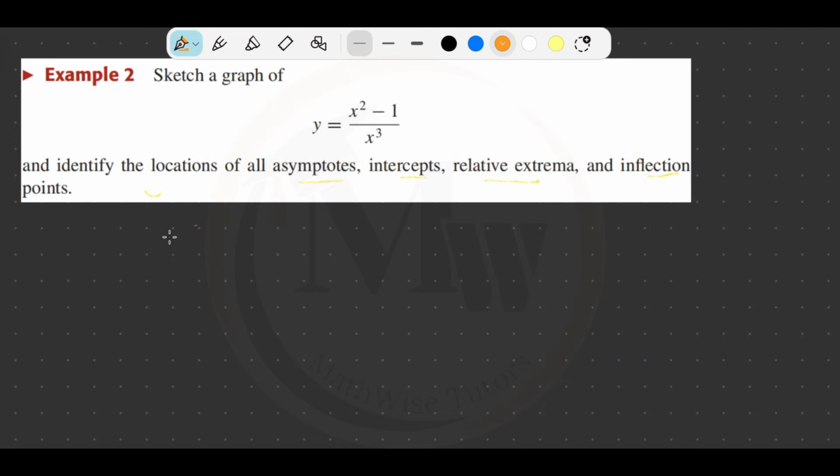Assalamu alaikum students. Today we will learn how we can sketch the graph by using these things: asymptote, intercept, relative extrema, point of inflection, and also checking the concavity of the function. So before sketching the graph, first of all we need to find all these things. Here, the asymptote and the intercept are the two things for which we don't need to take the derivative.